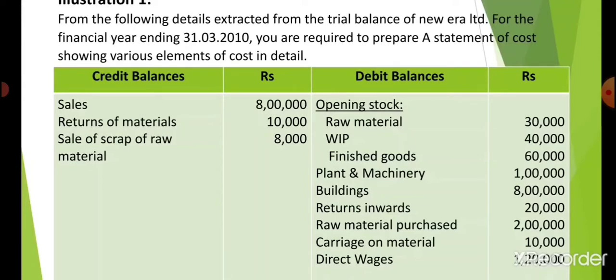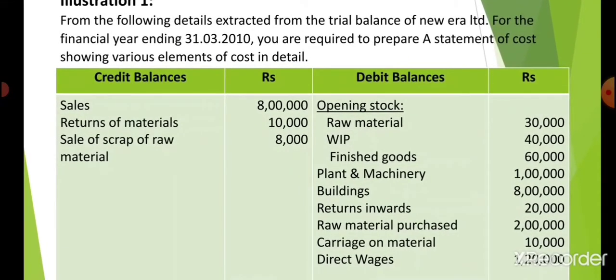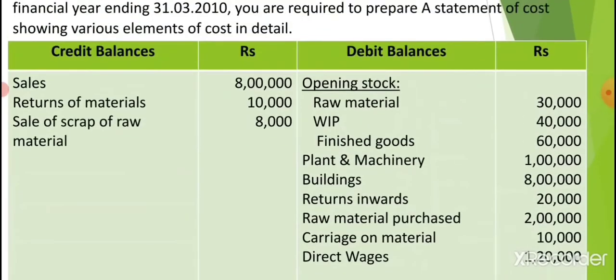Return inwards, so 20,000. Return inwards means sales returns. So sales we have 8 lakh and return inwards means 20,000 sales returns. So sales revenue will be 8 lakh minus 20,000, that is 7 lakh 80,000, the actual sales revenue. We will calculate that later.